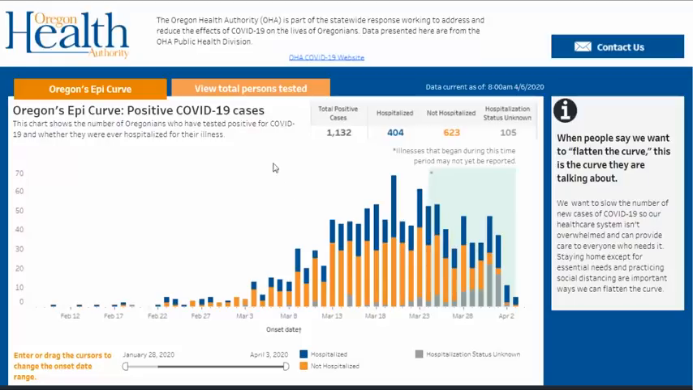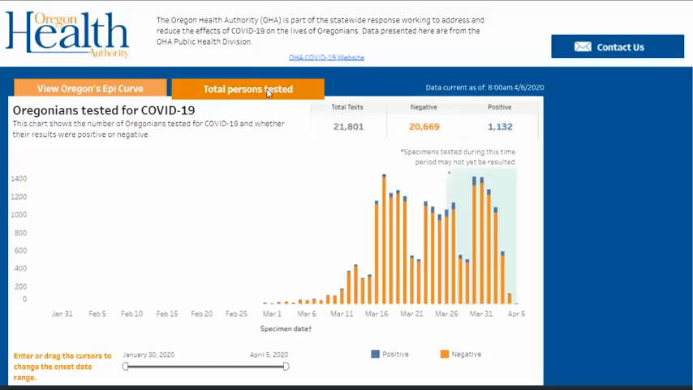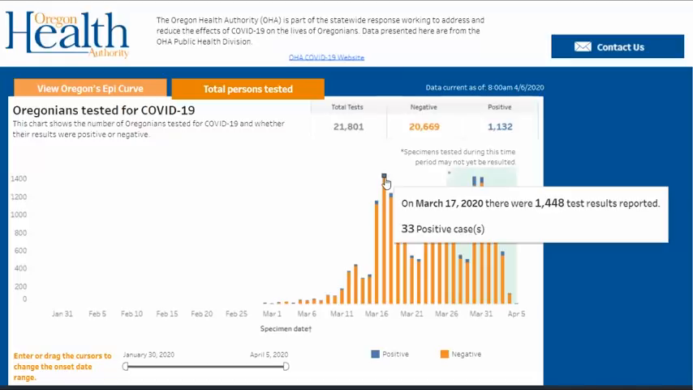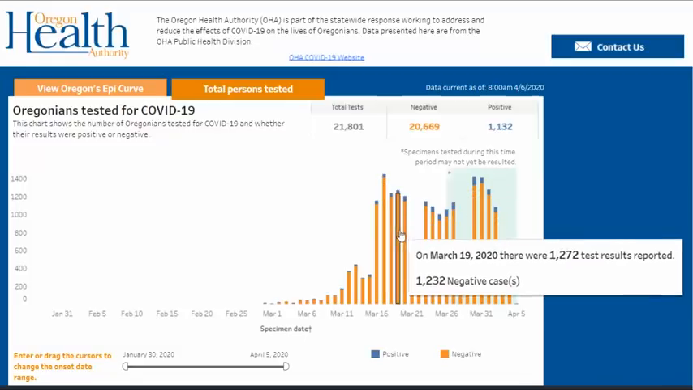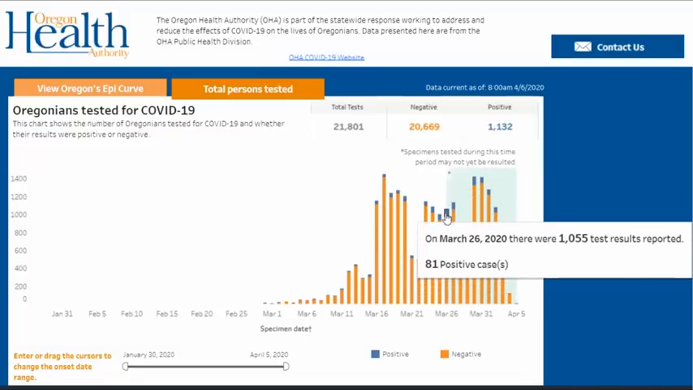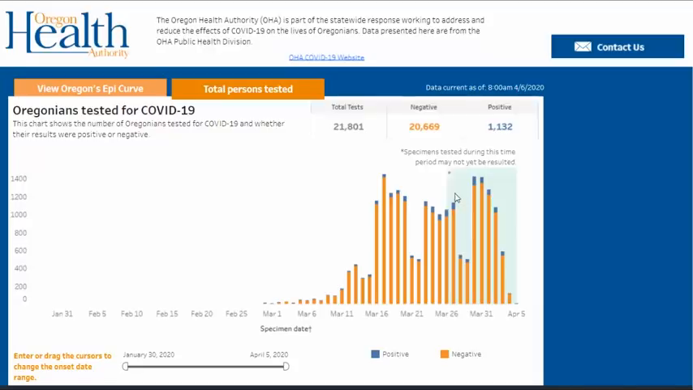Next, let's look at the graph of total people tested. This graph shows the number of Oregonians who have been tested for COVID-19. The blue part of the bar shows positive test results, and the orange part of the bar shows negative test results. You can hover your mouse over a bar to see the number of negative and positive results for that day. The total number of people tested in Oregon is listed at the top of the graph.